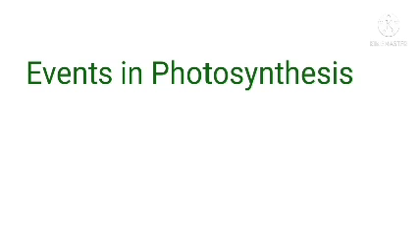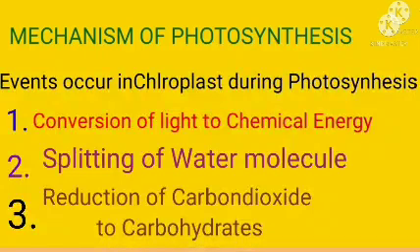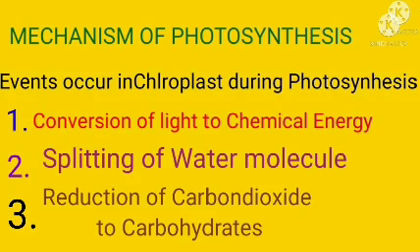We can see the events in the photosynthesis. These take place in three steps. One is conversion of light energy to chemical energy. Second one is the splitting of water molecule. Third one is the reduction of carbon dioxide to carbohydrates.